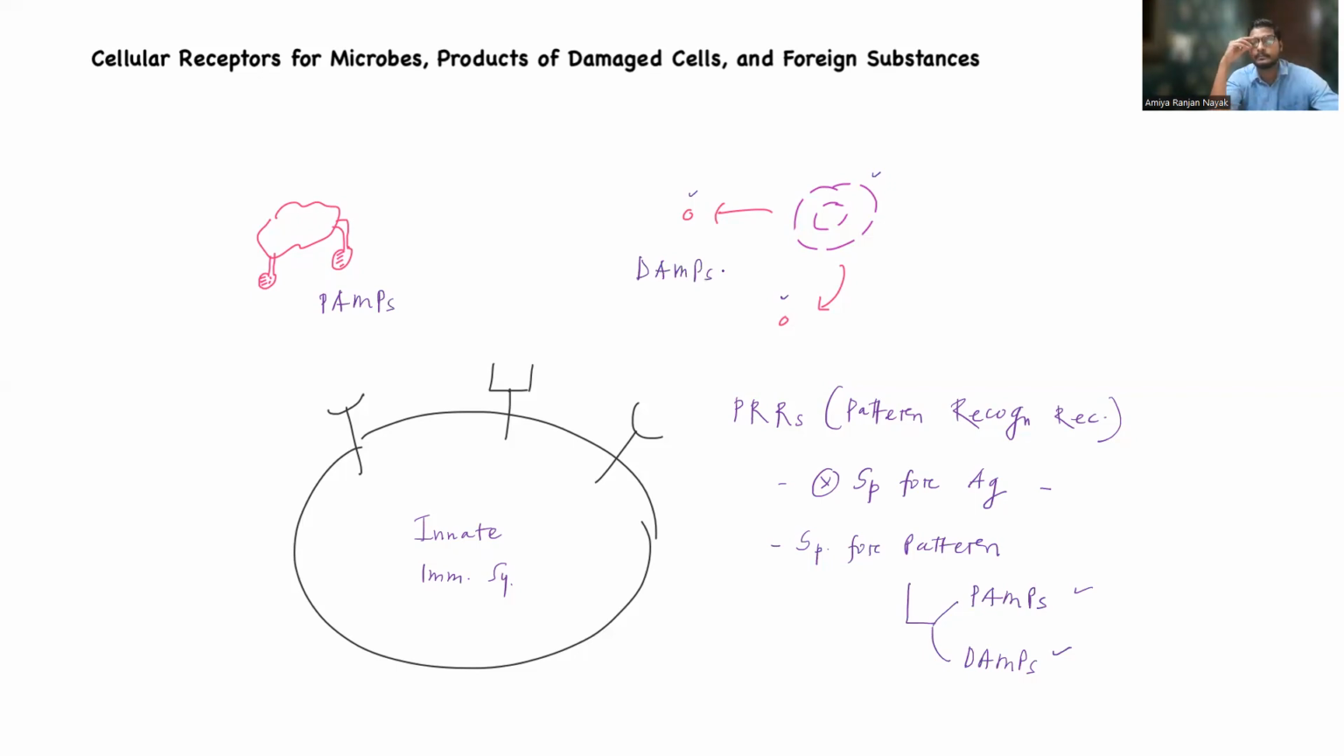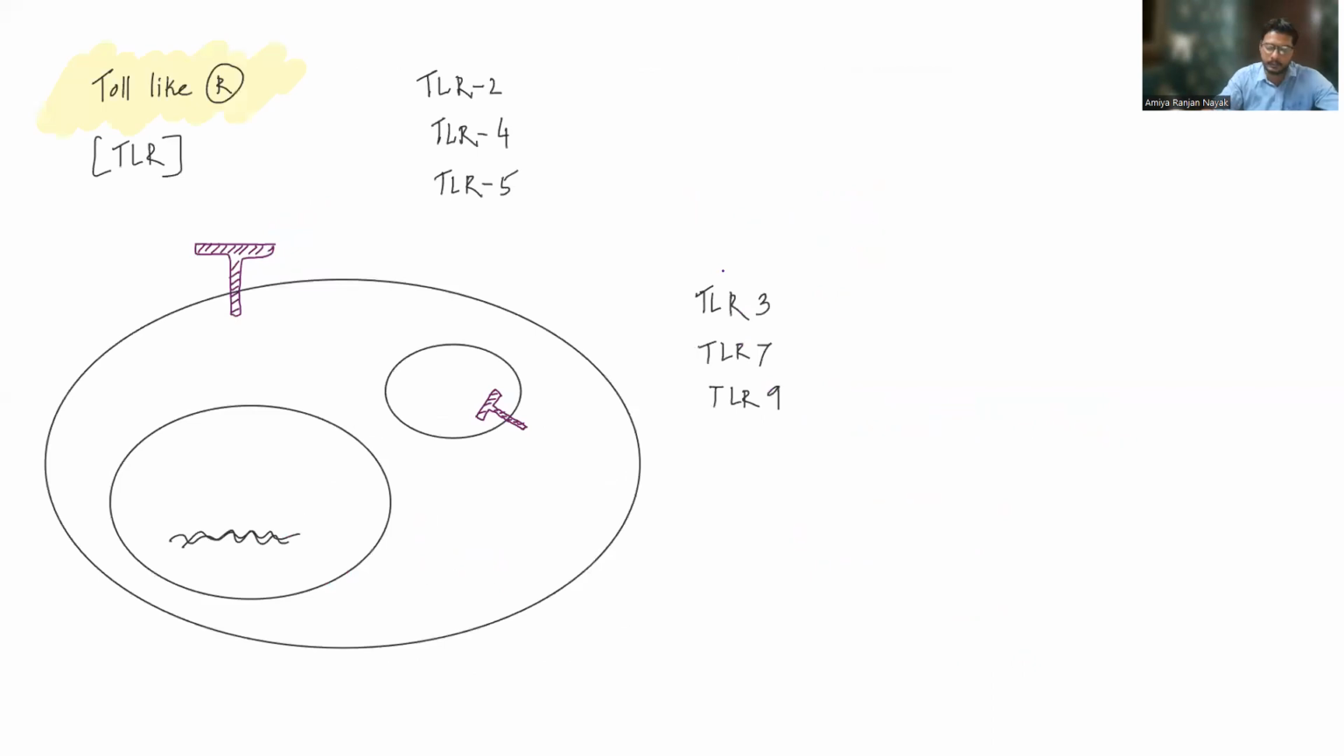Now we'll discuss in detail about these pattern recognition receptors. The first type of receptor is the toll-like receptor. Why is it known as toll-like receptor? Because the founder member or the first member of this group is the toll receptor, which is described in Drosophila fly, and in Drosophila fly, it has a function in the development of the fly.